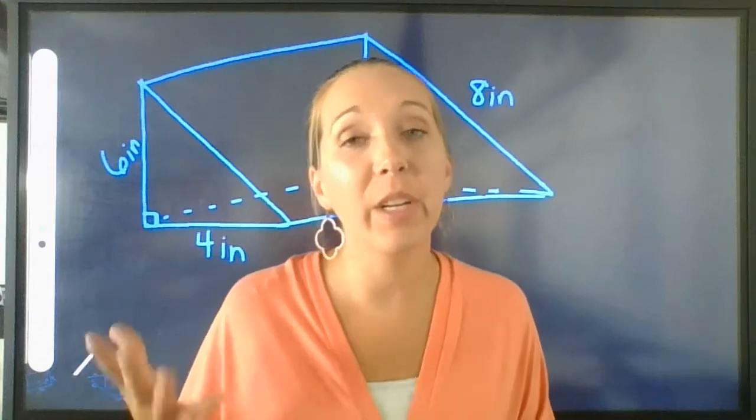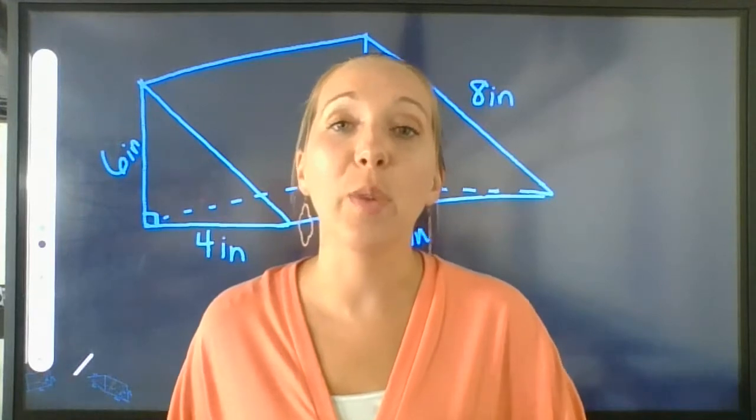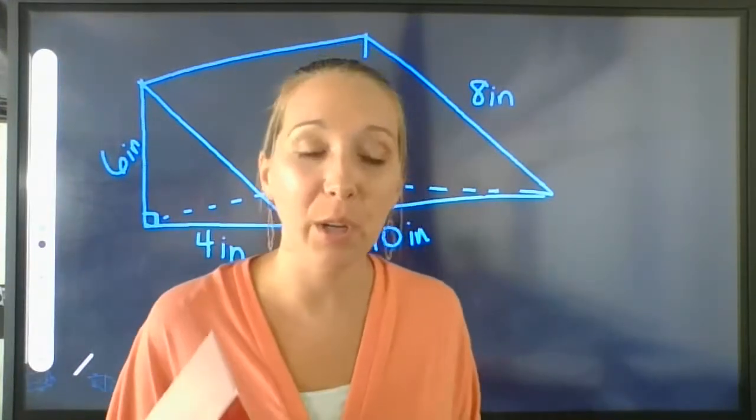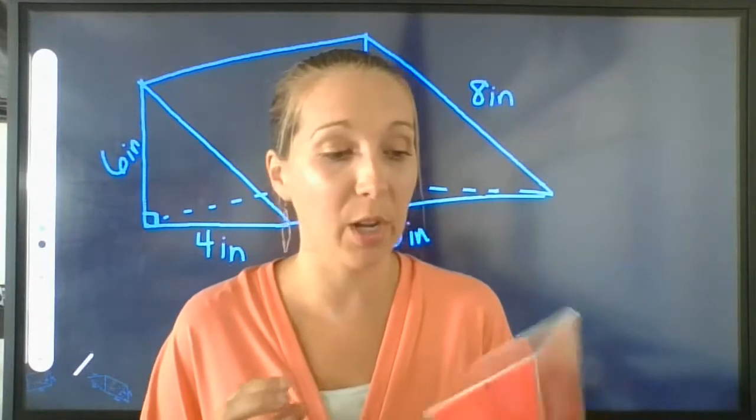Today we are still doing G4, which is surface area. So yesterday we focused on rectangular prisms. Today we're going to focus on triangular prisms. But before we can really get started on that, we need to understand the different parts of this triangular prism.